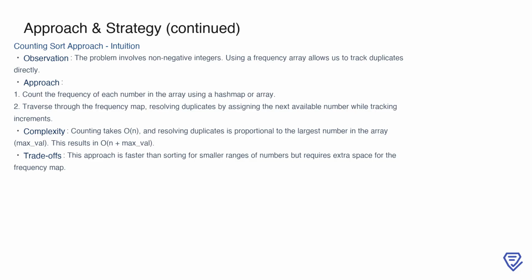The time complexity here is n, for counting the frequencies, plus an additional cost proportional to the largest number in the array, referred to as max_val, for resolving duplicates. This gives an overall complexity of n plus max_val. While this is faster than the sorting-based approach for arrays with small ranges of values, it requires extra space for the frequency map. This trade-off makes it less appealing for cases where the range of numbers is very large.